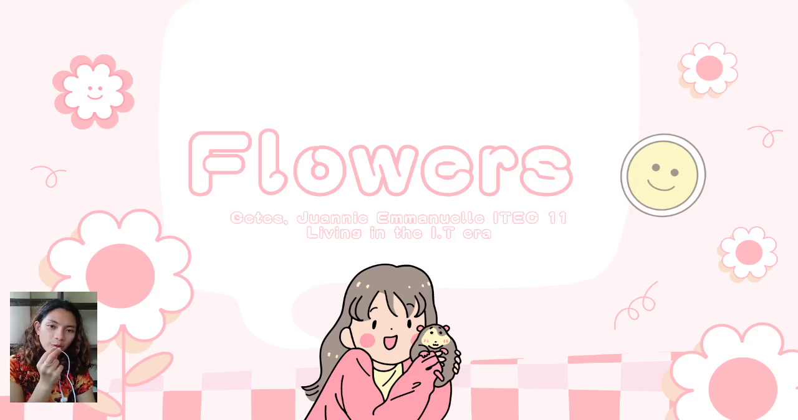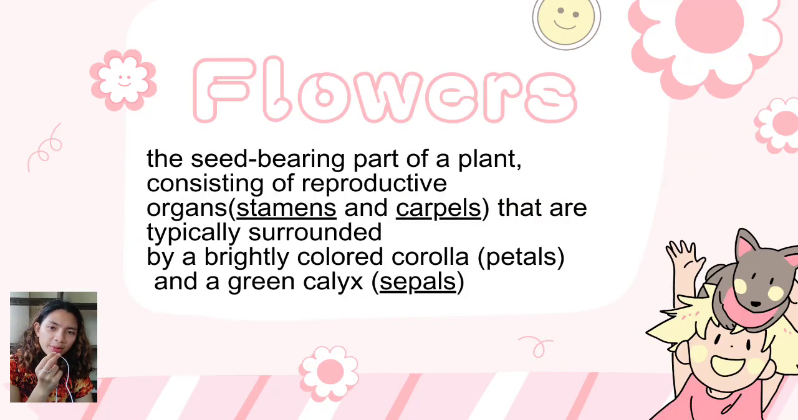And my topic will be all about flowers. Now, flowers are the seed-bearing part of a plant consisting of reproductive organs, the stamen and carpels, that are typically surrounded by bright colored petals and green sepals. Now, flowers are considered to be modified branches whose leaves have undergone such change that they have become or support the reproductive organ of the plant.